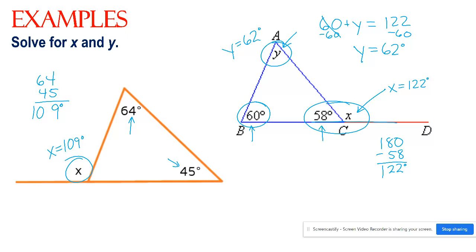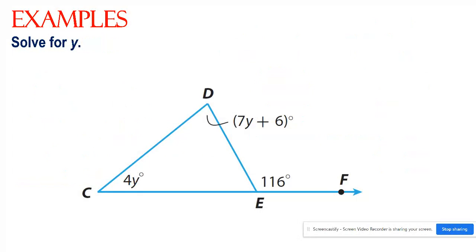So one thing you'll notice here is everything we're doing is based on two rules. It's based on the idea that the angles of a triangle add up to 180 degrees. And it's also based on the idea that when you have two angles that are adjacent, that are next to each other, that form a straight line, they add up to 180 degrees. Everything we're doing is based on those two things. Let's continue here. All right. We've got a little bit more complicated problem here, but it uses the same principles. It says solve for y.